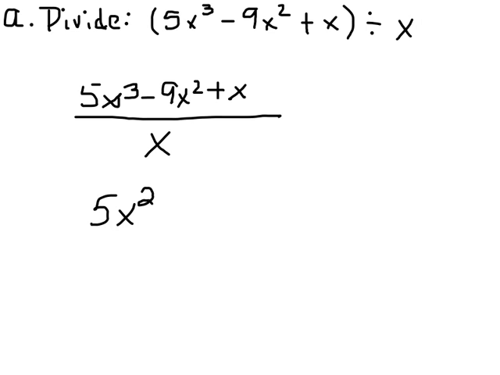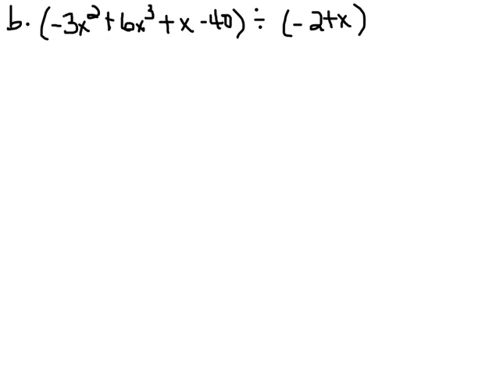5x squared. X times what is negative 9x squared? Negative 9x. And x will go into x one time. So simple. Alright, in this one, you're going to need to look and see that these two are out of order. You have to make sure that you write them in the correct order. This also is out of order.